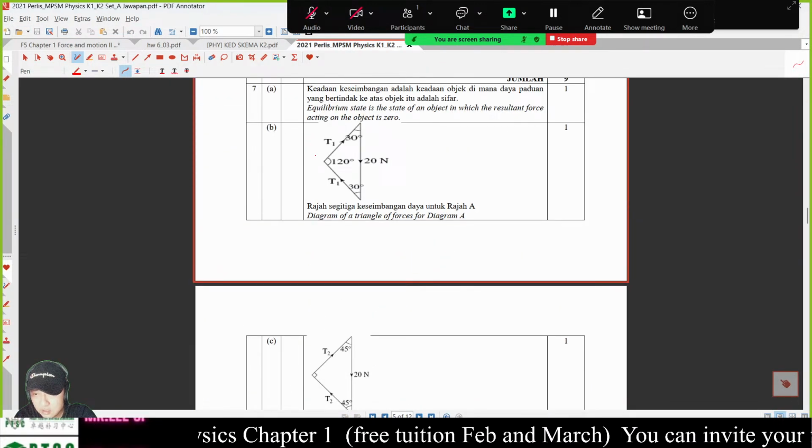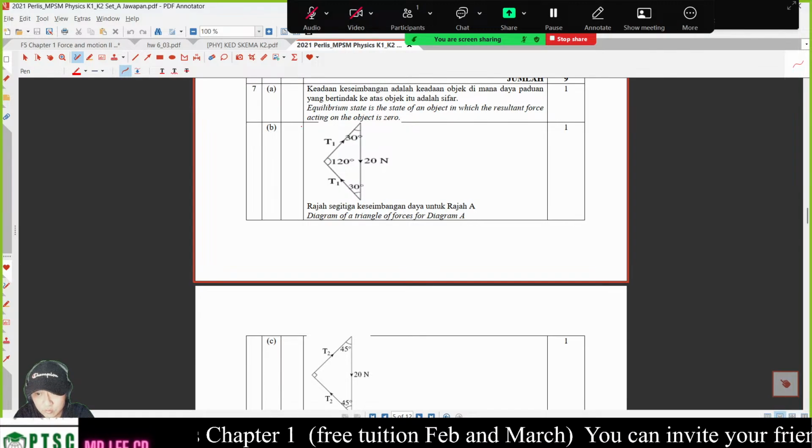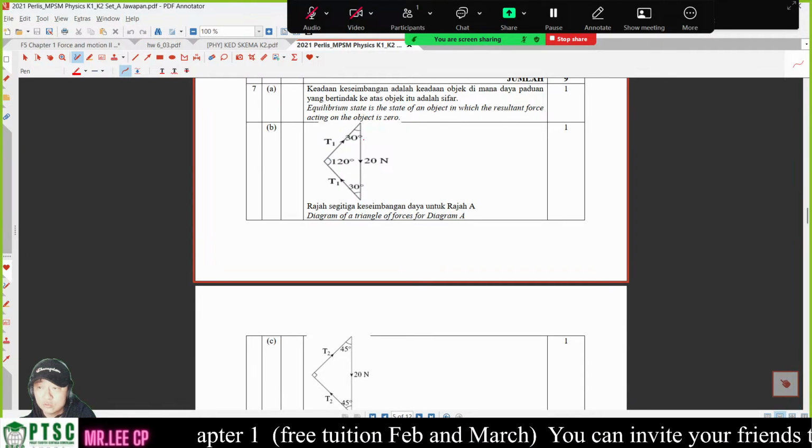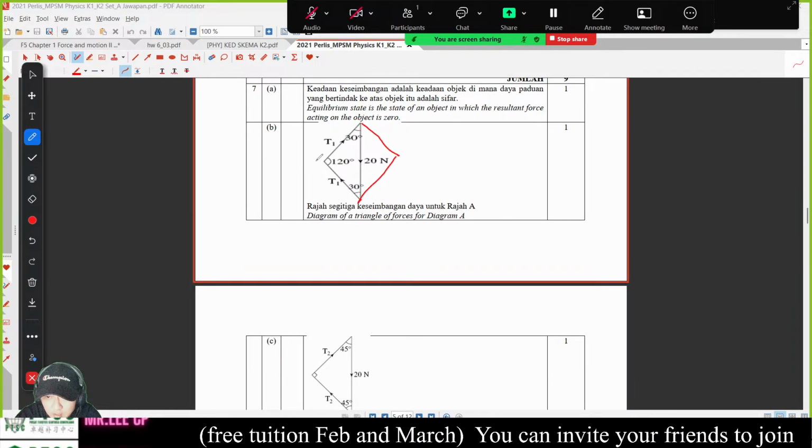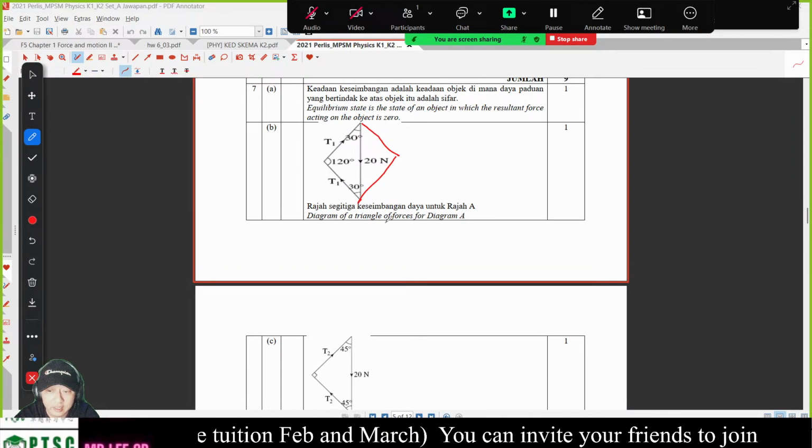Okay. 30, 30, 120. So you can have another way to draw it. Alright, this way, or this way. Both are okay. Alright, both are okay. I told you before.